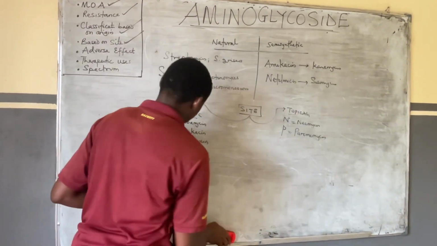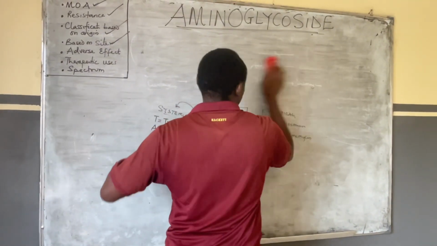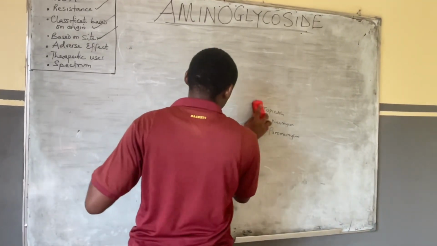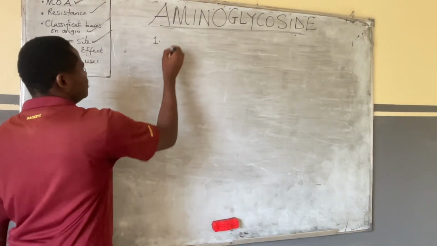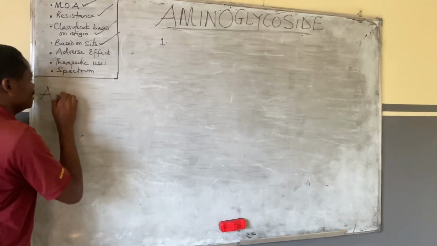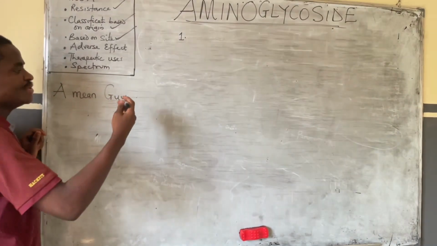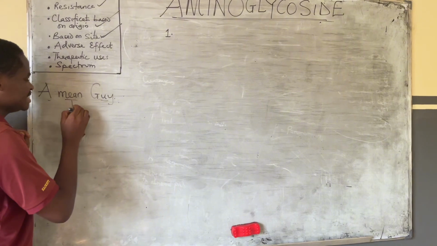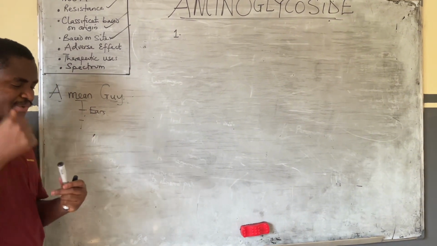Okay, now for the next one, that is going to be for adverse effects. What are the adverse effects of the aminoglycosides? Now, how do we remember it? We remember it with a mean guy, just like if you pronounce aminoglycoside, a mean guy. When someone is mean, he gives a deadly blow to my ears.